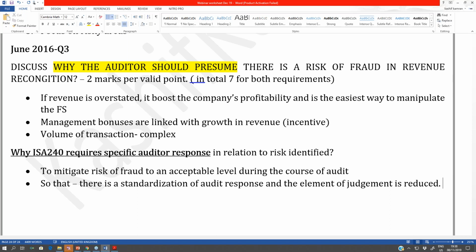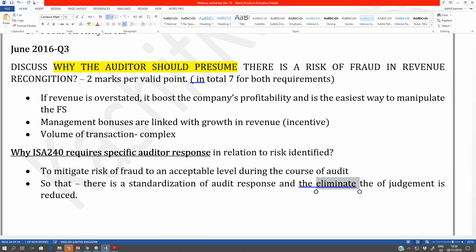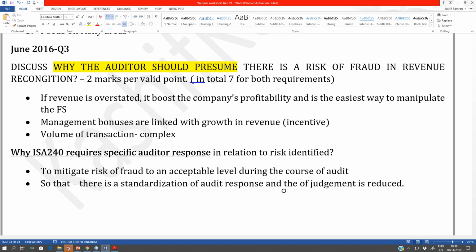So the ISA 240 wants that there should be a standardization of the auditor responses, and every auditor follows the responses given in ISA 240. So do you believe when every auditor will follow the same responses given in ISA 240, there will be a standardization of responses, and that will eliminate the need of judgment, and the element of judgment is reduced.